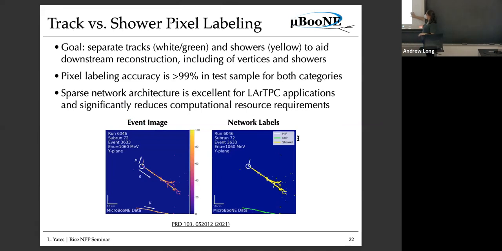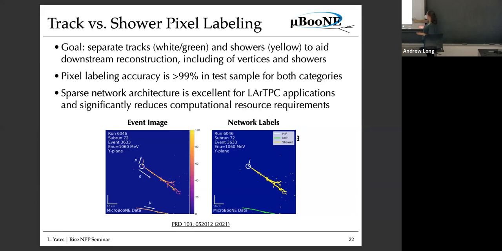So first up, I want to talk about those two deep learning algorithms. The first one is the semantic segmentation, which we primarily use to label pixels in the event as either track-like or shower-like. So here I have an event image. This is basically what comes out of the detector after our signal processing. And over here, I have the same image, this is actually from our data, as labeled by the network. You can see the track-like particles are either white or green, and the shower is this yellow color. So this gives us basically pixel by pixel a handle on what we think we're seeing in the event.